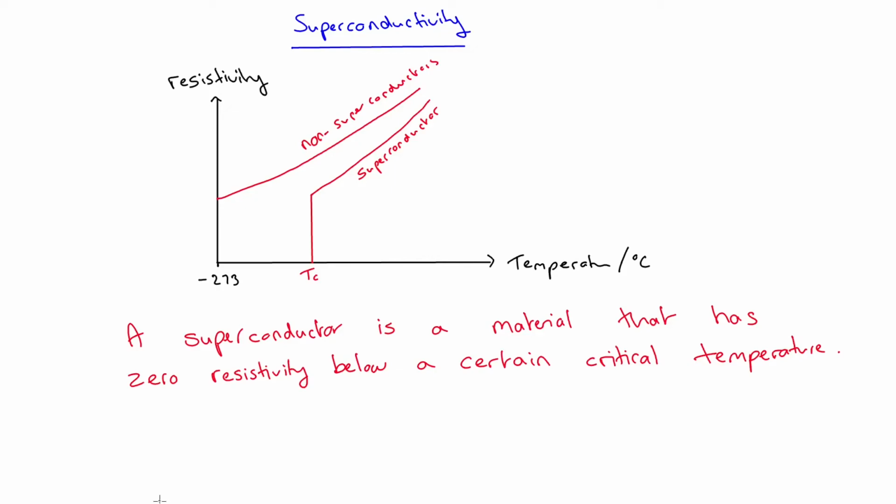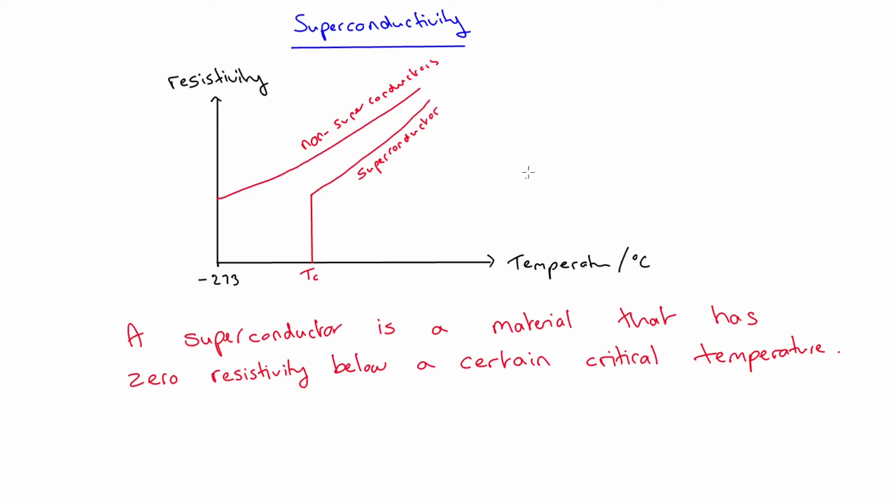Now there are certain elements that do become superconducting, but only at extremely low temperatures. I think even something like aluminium may become superconducting, but only when you get it down to about minus 272 degrees Celsius. So you have to be down at almost absolute zero.